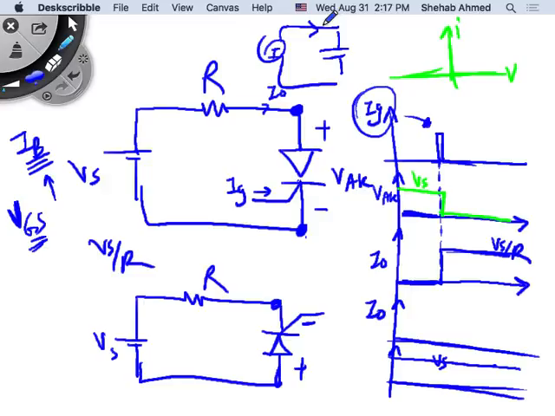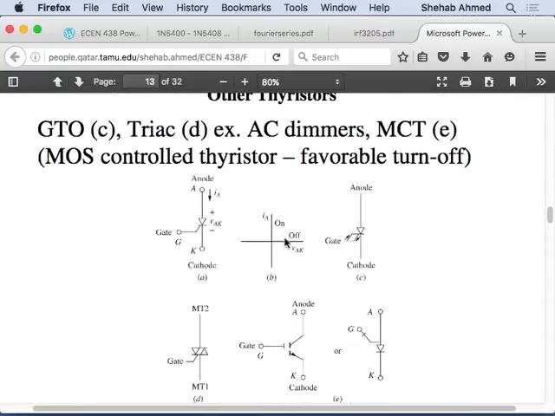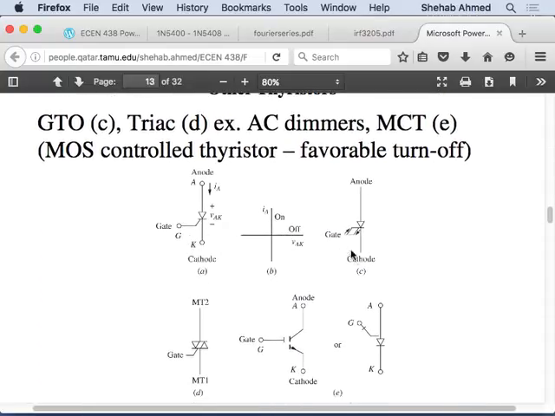A BJT is current controlled, and you require current all the time to keep the device on. MOSFETs don't. So people realized that thyristors are like BJTs, they're current control devices, which is fine, and I cannot turn them off. So the power electronics people came up with thyristors that you can turn off.